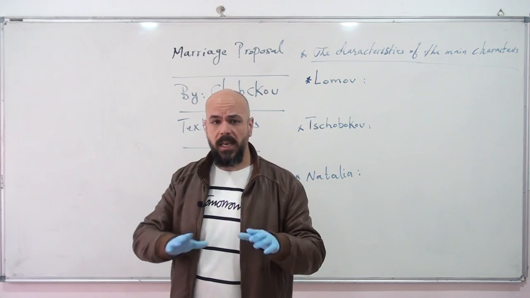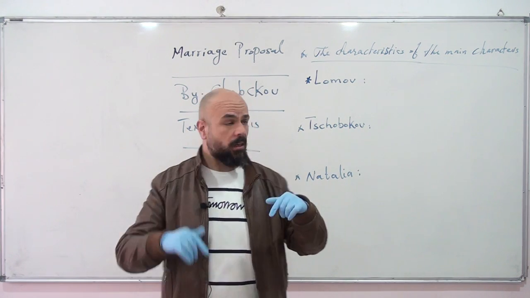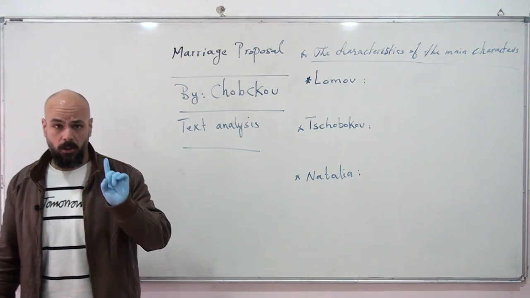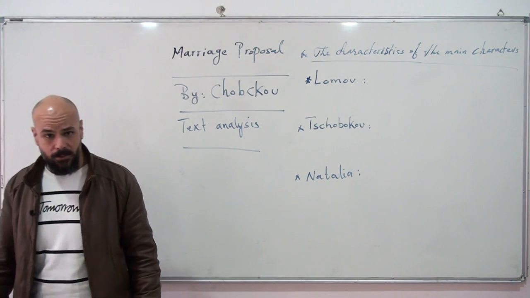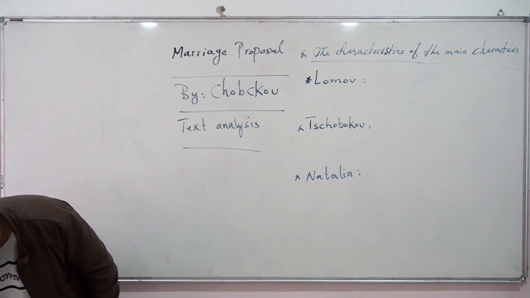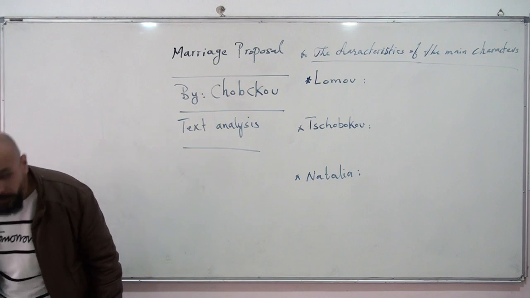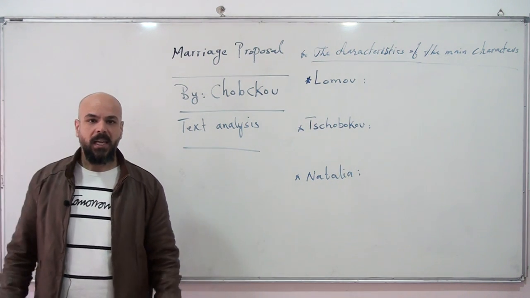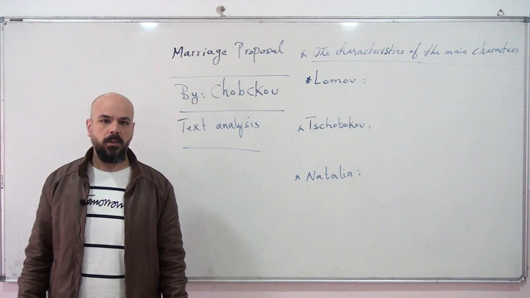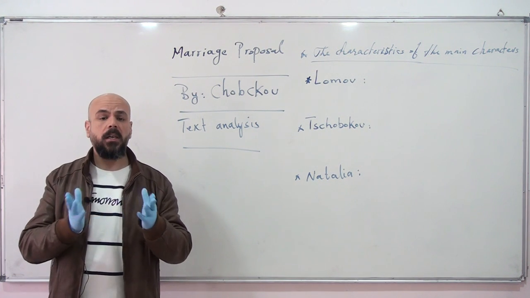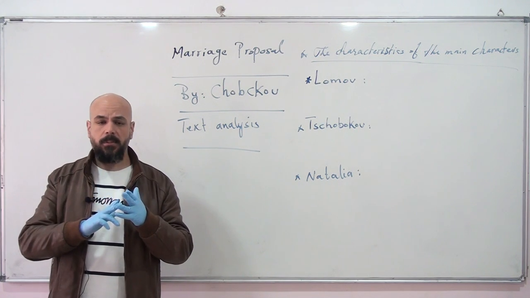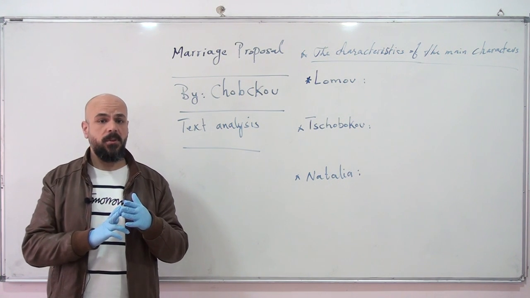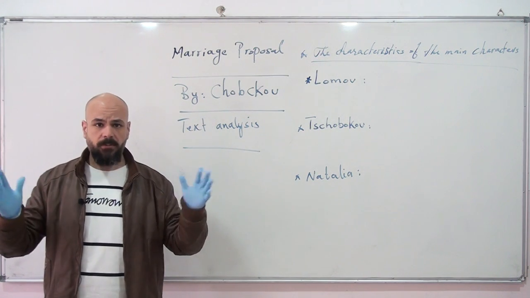But starting from now, I'm going to remind you of all of this information to build a new analysis of these main characters. The monologue of Lomov is on page 92, from line 45 to line 62. That paragraph is the monologue of Lomov at that time, and how he could define himself, talking about some characteristics of Natalia to be a good wife for him, and general information about his personality.